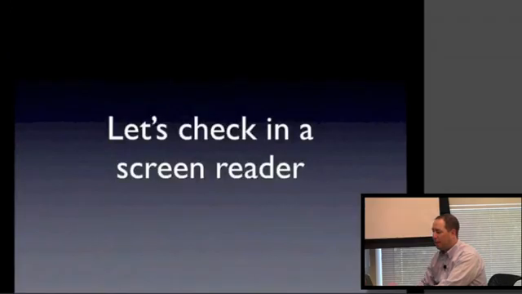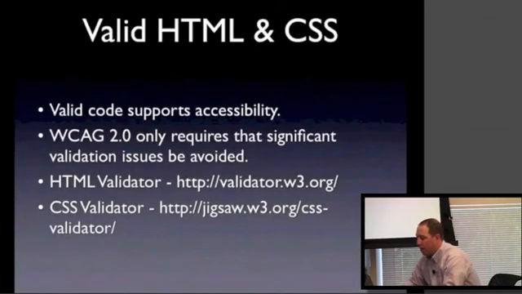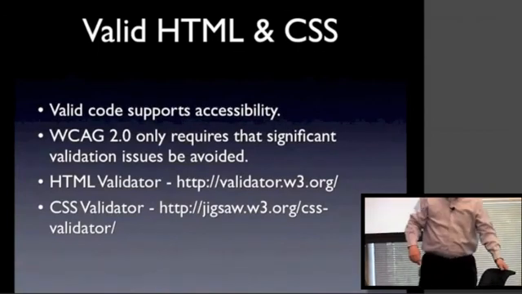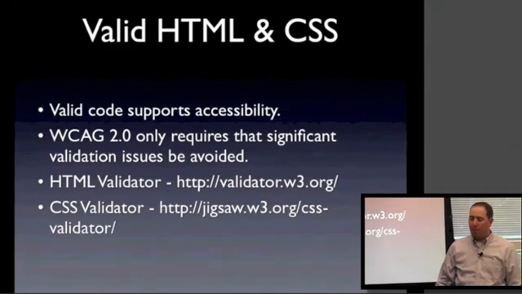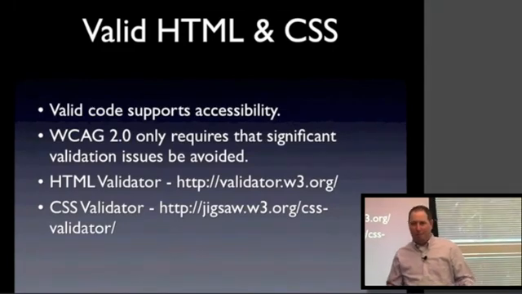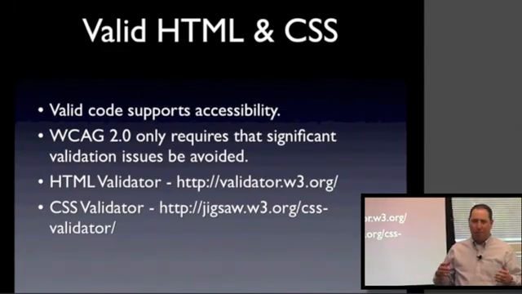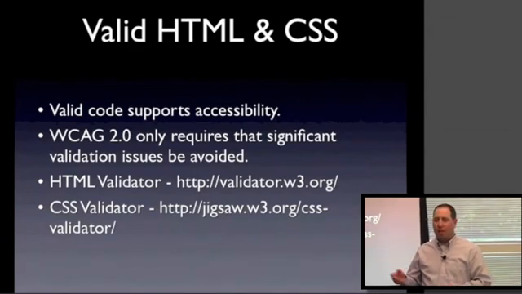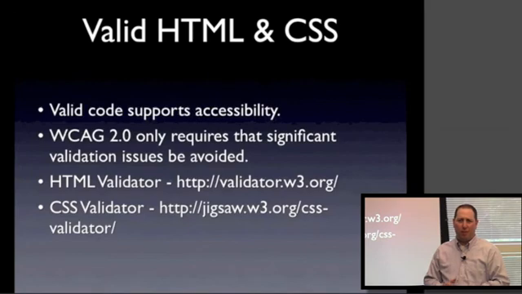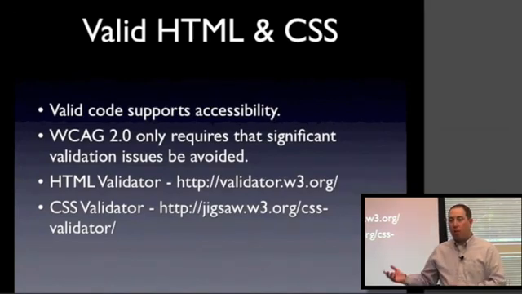Okay, last couple things here. Valid HTML and CSS. This supports accessibility. WCAG 2.0 has a requirement that says something really kind of nebulous, like your page should not have significant HTML or significant validation issues, whatever significant is. It's a little fuzzy. The idea is good code supports accessibility.